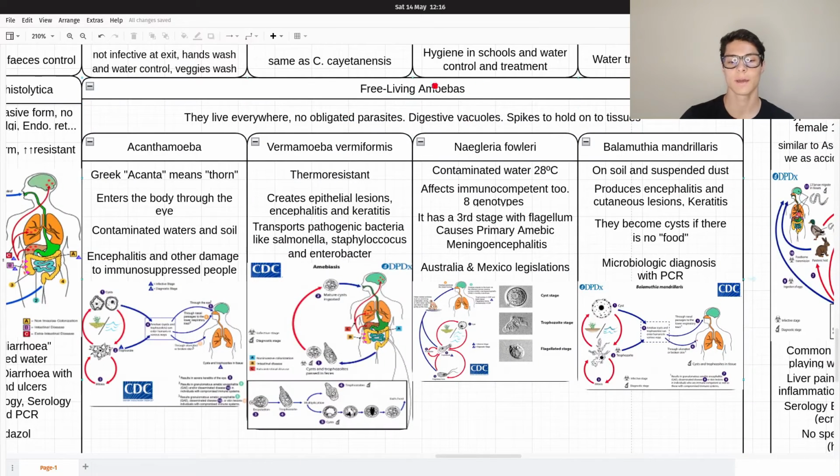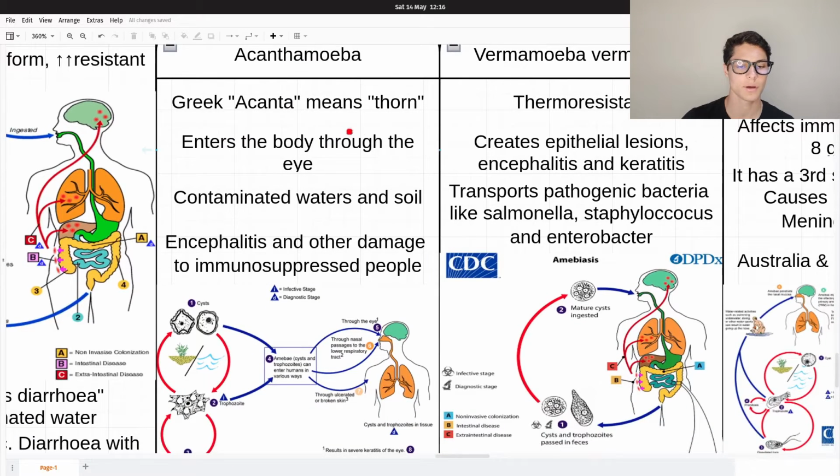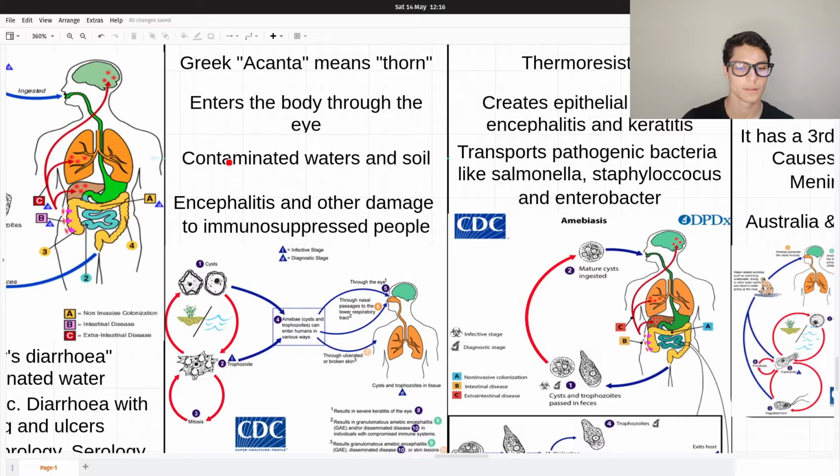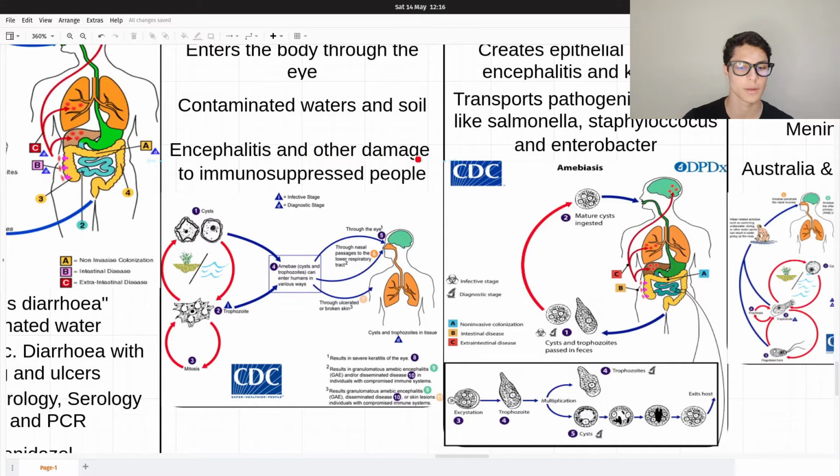Then we have free-living amoebas. General characteristics: they live everywhere, they are not obligate parasites, they have digestive vacuoles, and they have spikes to hold on to tissues. The Acanthamoeba, well, in Greek, acantha means thorn, and amoeba. So it enters the body through the eye. It lives in contaminated waters and soil as well. And it produces encephalitis and other damage in immunosuppressed people.